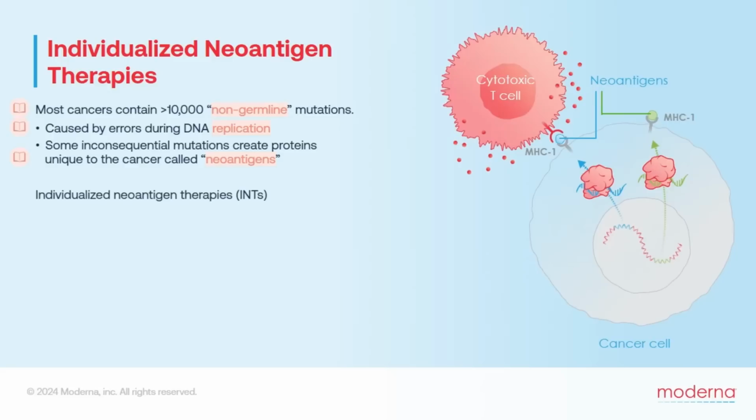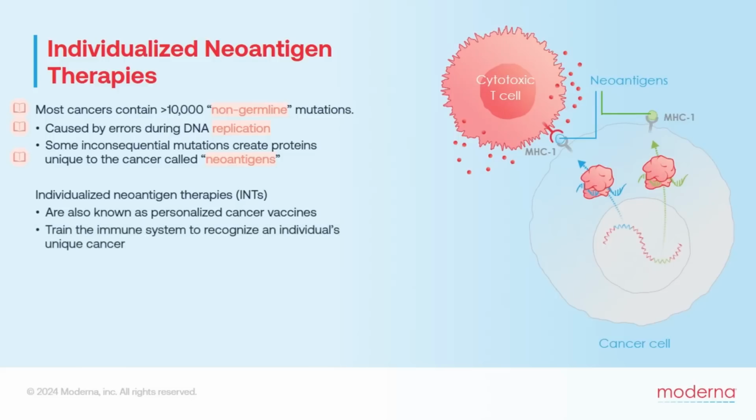Researchers are now developing and testing individualized neoantigen therapies, or INTs, also known as personalized cancer vaccines, to take advantage of non-germline mutations and train the immune system to recognize an individual's unique cancer. An individualized neoantigen therapy is similar to a prophylactic vaccine in that it activates the body's adaptive immune system to respond to a specific threat. But in this case, instead of a foreign pathogen, the threat comes from cancer cells already in the body.